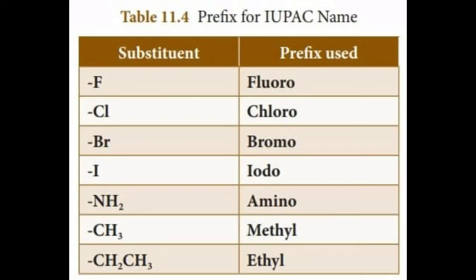Then prefix. The prefix represents the substituent or branch present in the parent chain. Atoms or groups of atoms other than hydrogen attached to the carbon of the parent chain are called substituents. This table presents the major substituents of organic compounds and the respective prefixes used for them. If the substituent is F, the prefix is fluoro. Cl, chloro; Br, bromo; I, iodo; NH2, amino; CH3, methyl; CH2CH3, ethyl.